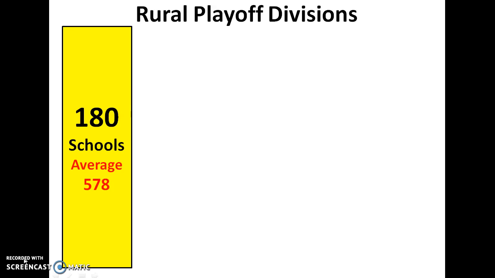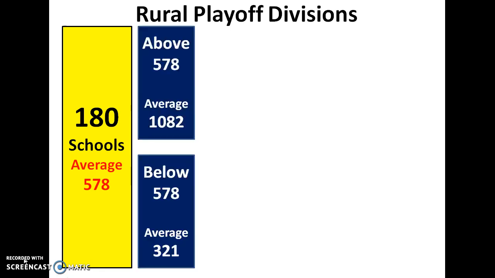On the rural side, there are 180 schools. The average school enrollment for these 180 schools is 578. Everything at or above 578 is split from everything below 578.